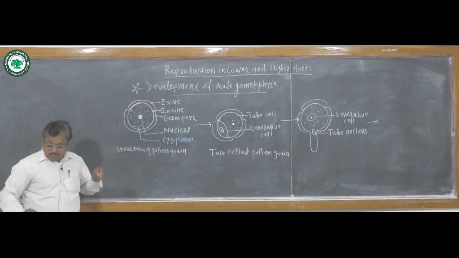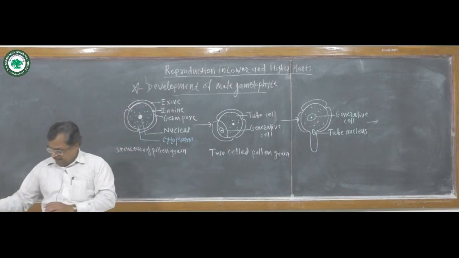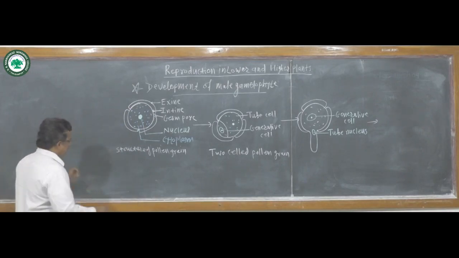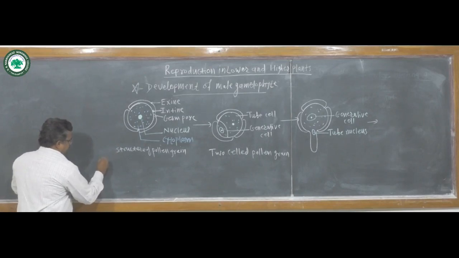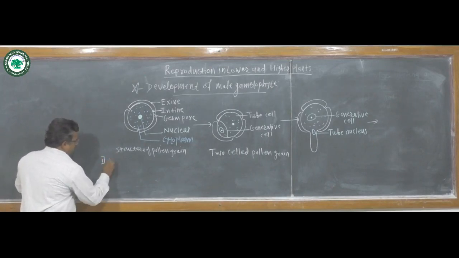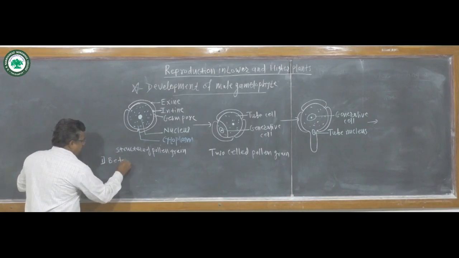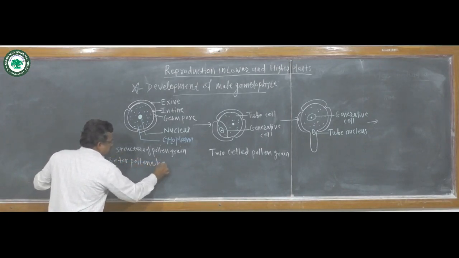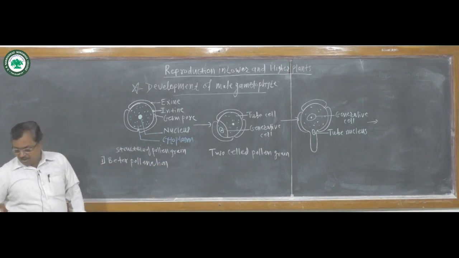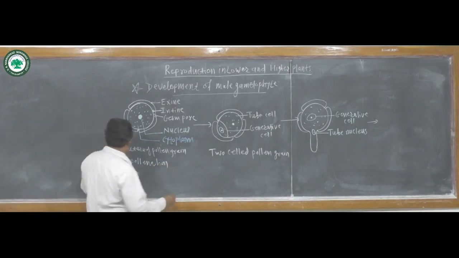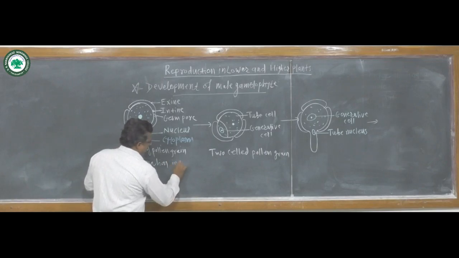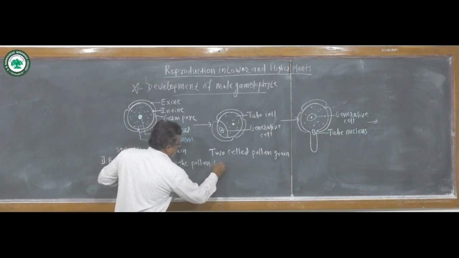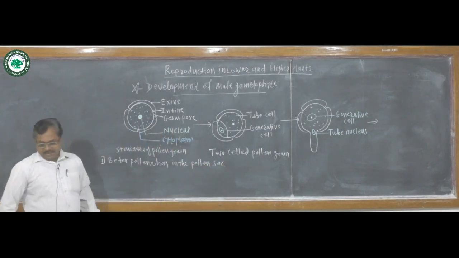Then the development of the male gametophyte is completed in 2 steps. First, before pollination, in the pollen sac.